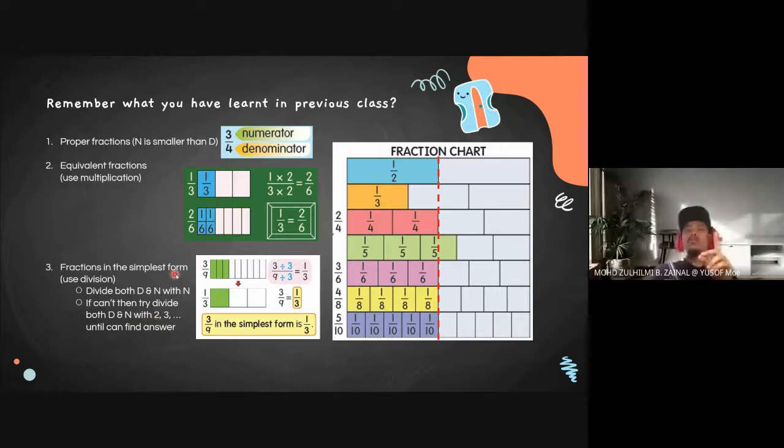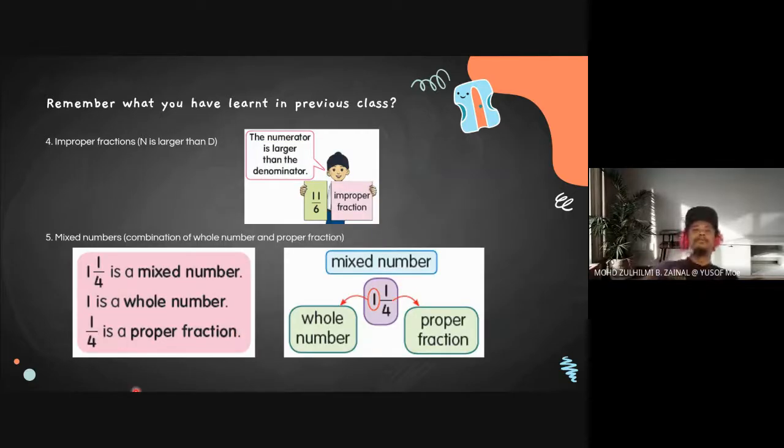Okay, try with 2. 6 divide by 2, 9 divide by 2. Cannot lah, 9 divide by 2 cannot. So you have to try 3. Kalau tak boleh 2, you try to divide by 3. 6 divide by 3, 9 divide by 3. Both of them are divisible. Boleh divide dengan 3. So you will have the answer 2/3. Itu je, simple je. Easy kan?